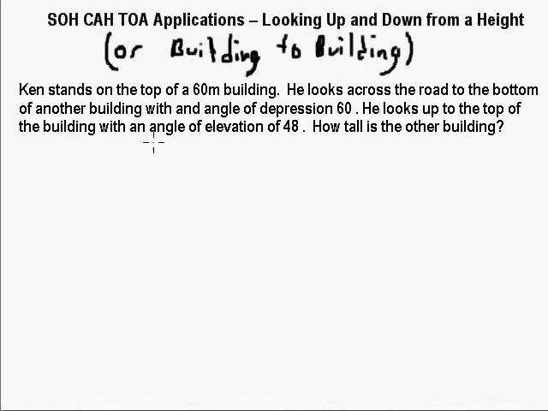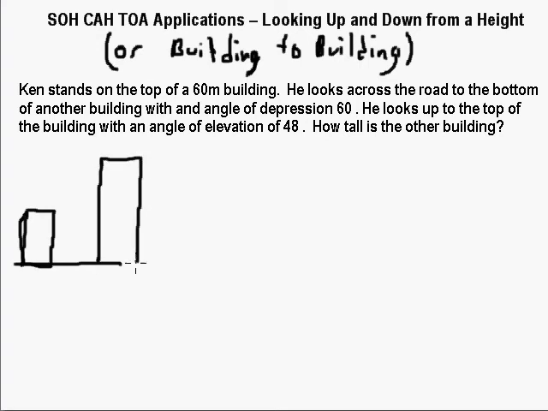Ken stands on top of a building. Well, it's a 60-meter building. So this is what's going on. There is a building, and then you look across the street to another building that is usually taller. Alright, now we're going to assume Ken's height is negligible. He's a very little guy, and he's on top of a 60-meter building. Now he looks across the road to the bottom of another building with an angle of depression of 60 degrees. And he looks up to the top of the building with an angle of elevation of 48 degrees. How tall is the other building?